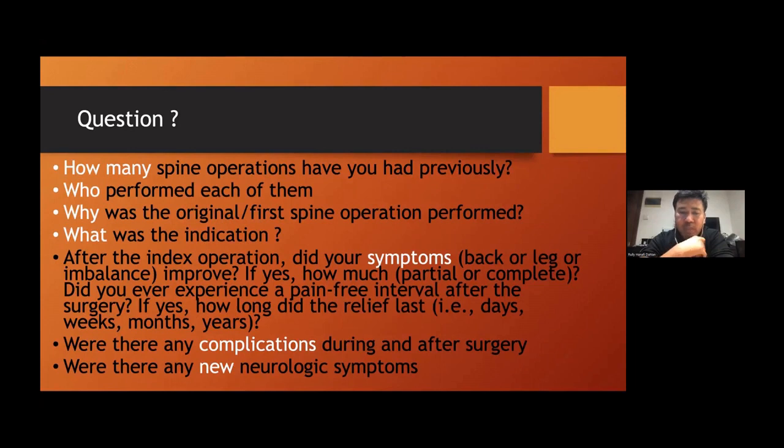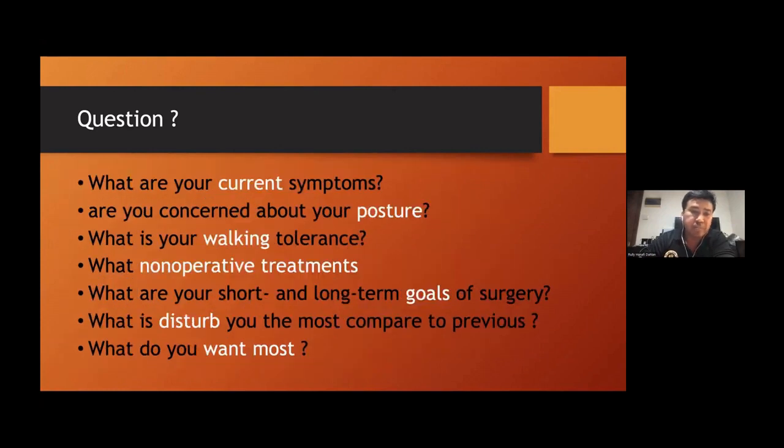If there was any complication during or after surgery, and is there any new neurologic symptom after surgery? And the current symptoms are very important. Is it the same symptom, or is it different, or is it more severe, or has it become better? Because if it becomes better, maybe we have to think it's not the herniation, but maybe a fibrosis, a cicatrix, or something that we can treat conservatively before.